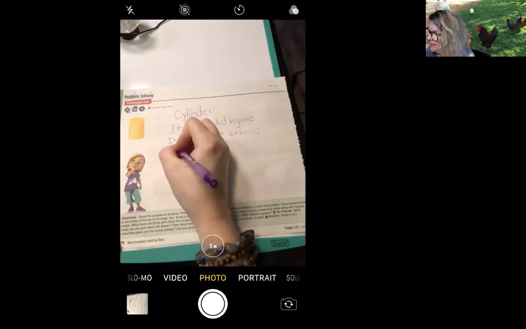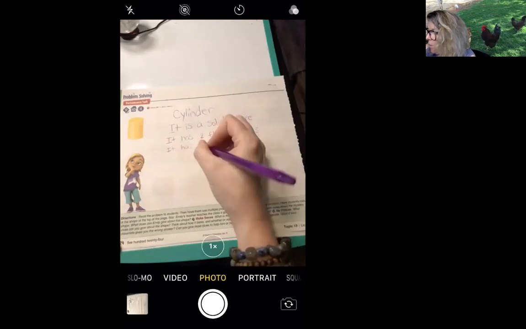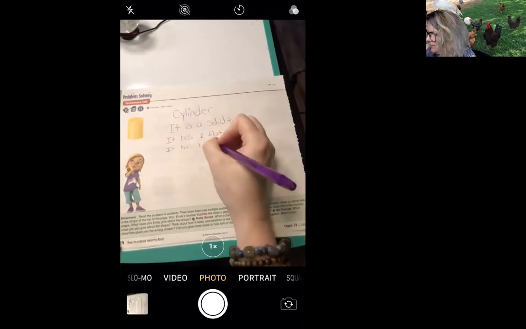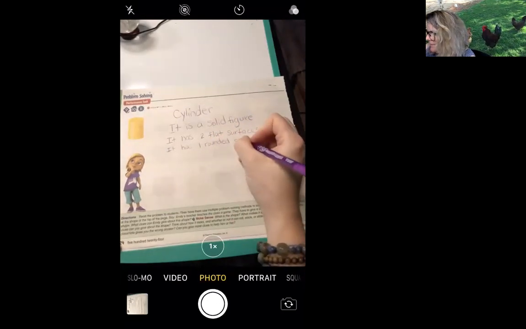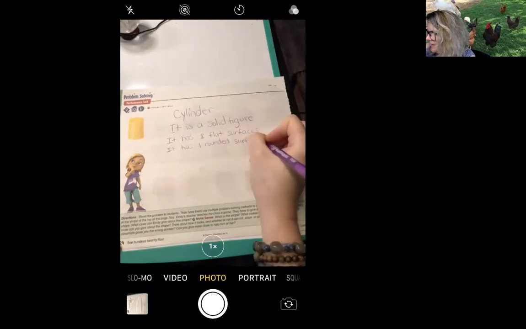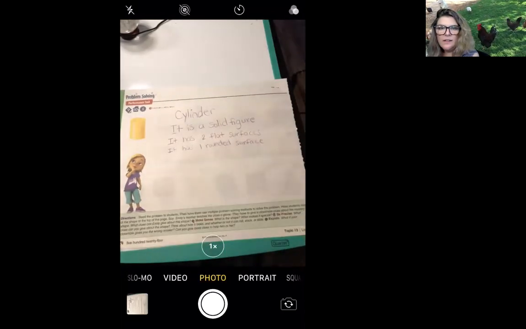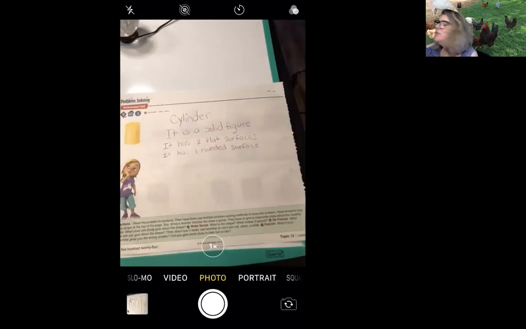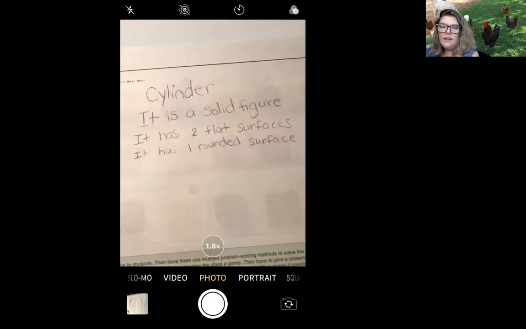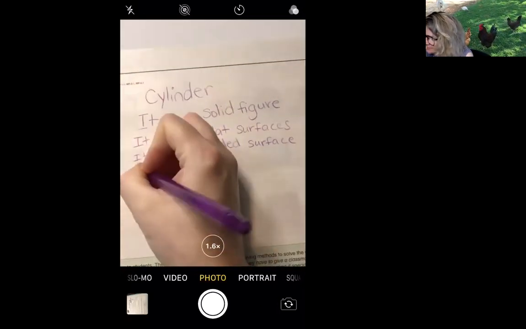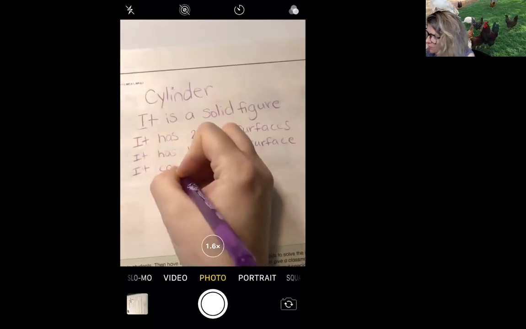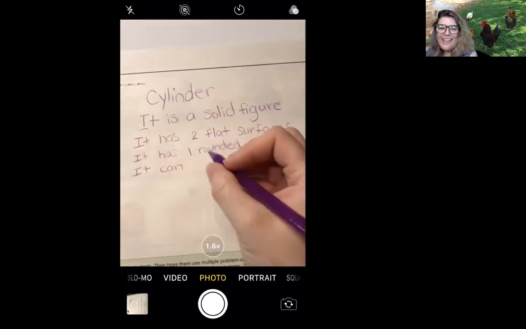It has 1 rounded surface, right? The side of it here. Okay, I'll zoom in so you can see that a little bit better. There you go. So it's a cylinder. It's a solid figure. It has 2 flat surfaces. It has 1 rounded surface. And we're going to say it can roll.